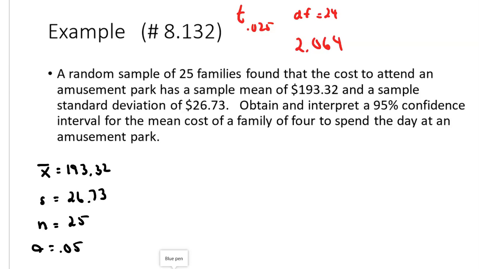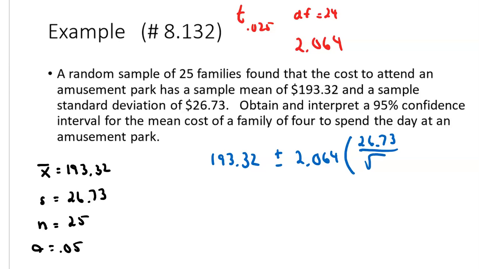All right, so now I'll come down here and I'll set up my equation. So I have the mean, which is 193.32, plus or minus that t alpha over 2, which is 2.064, times the sample standard deviation, which is 26.73, over the square root of 25. Yeah, I know that's 5, but I'm just writing that to be consistent. So 26.73 divided by 5. Take that number and multiply it by 2.064. And I get 11.034. So let's make this 11.03.